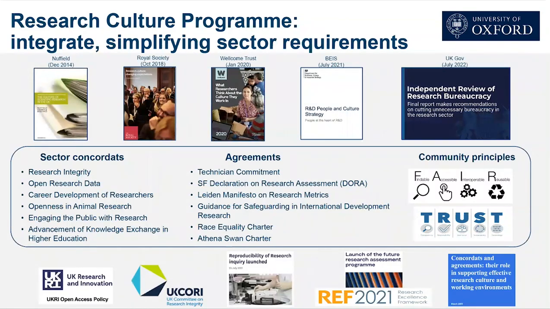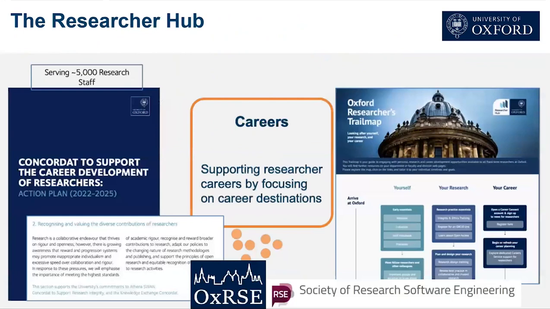So in the program here, the reason why we are doing it, we are responding also to a number of policies. Some of those are UK policy, some of those are global policy, but I'm pretty sure those exist in all countries. We have sector concordats, where we have a lot of agreement, as well as community principles, including the FAIR principles. So there is a lot of push in doing things in a better way, and we need to assist researchers actually to do that. And we need to enable Oxford to become a sector lead in the area.